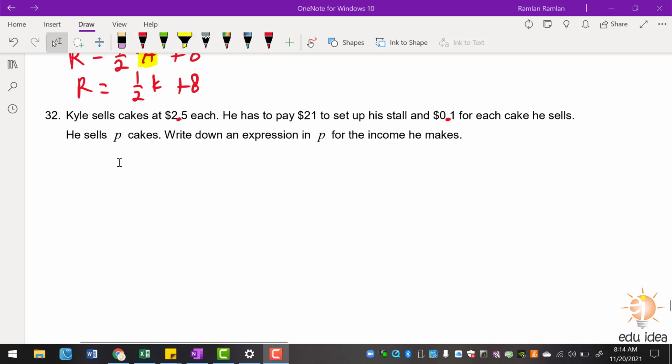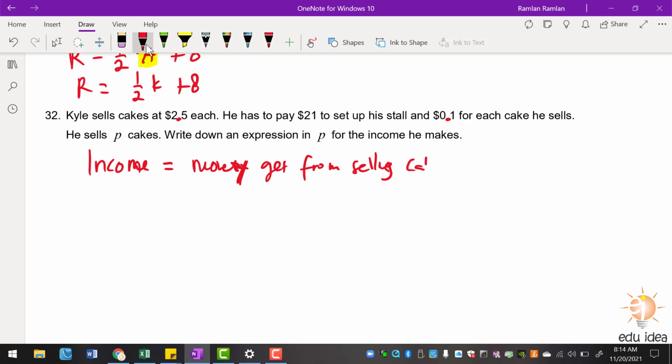Okay, so income. The income, the money that he will get, he will get from the money that he gets from selling the cake, right? And then subtracted by what he needs to pay. He has to pay $21 to set up his stall, so he needs to use that money to pay this one over here. So the installment cost, the stall cost, installment of the stall. You can write that down.